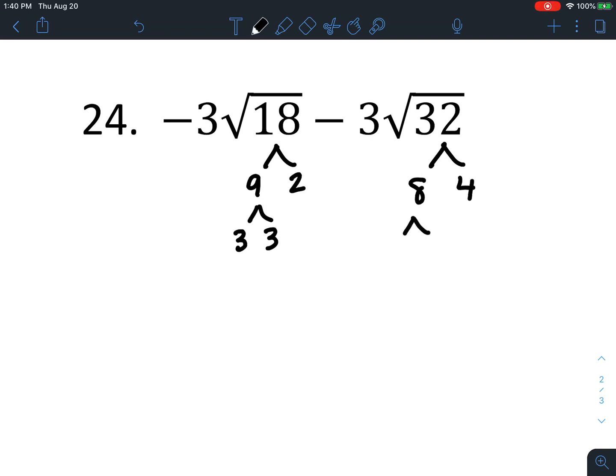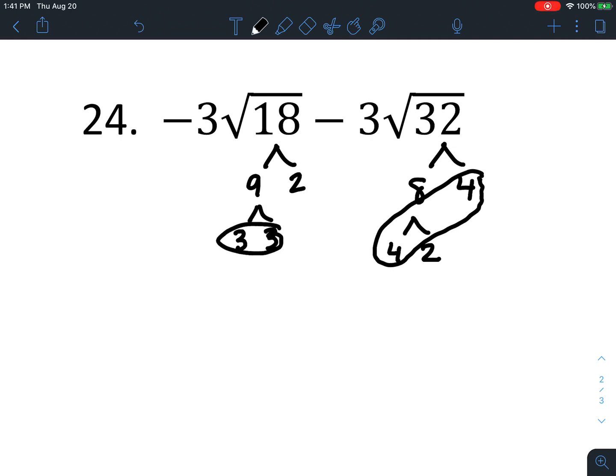32 is going to be 8 and 4. 8 is going to be 4 and 2. Now, a little trick here. Do you notice how I have two 4's here? I can technically stop at both of those 4's, circle them, and bring them outside. You could break those both down into 2 and 2, circle them, and bring them outside. But just as a quick shortcut measure, that is something you can do.